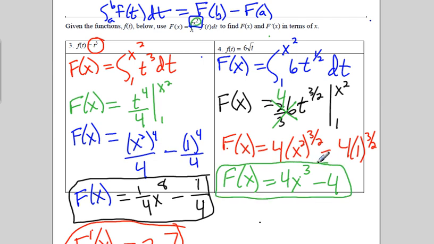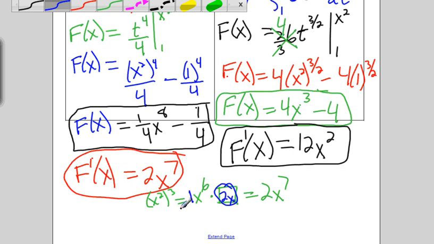Okay, and let's take the derivative of this. So the derivative equals 3 times 4, because it's the power rule, 12x squared. Okay, and now let's look at, well, wait a second, how did that end up looking like what we just did?